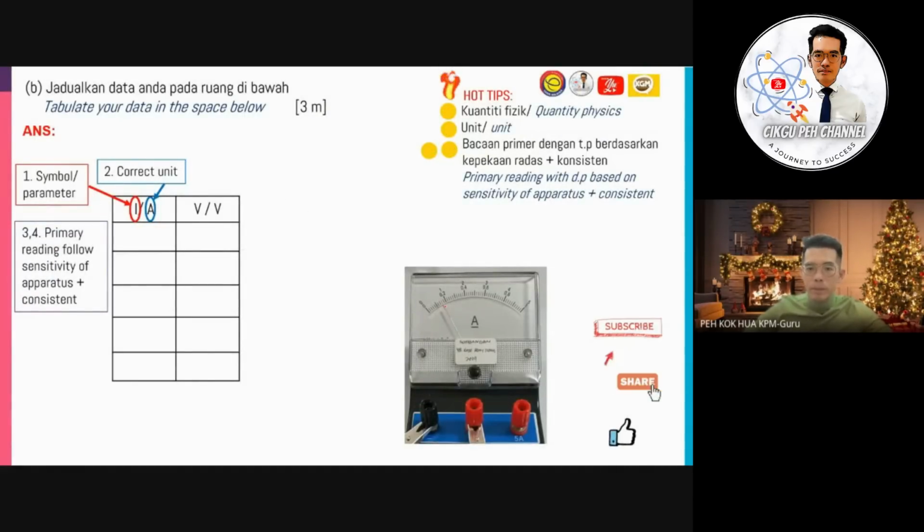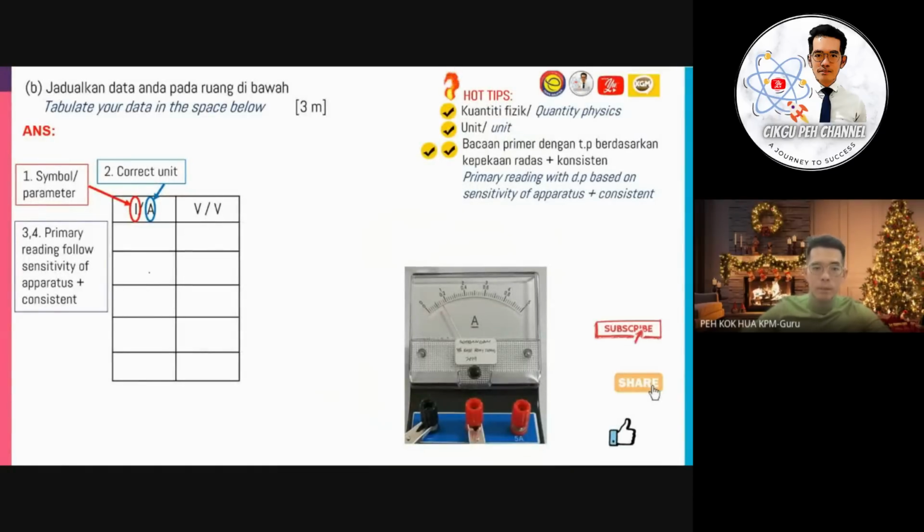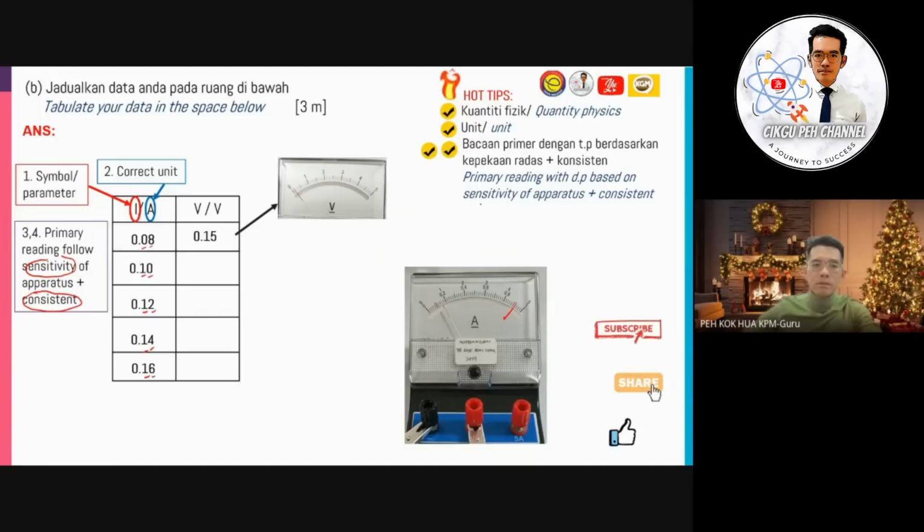And this reading will be 0.116. Okay, so this will be the reading for the last reading. You can see all the data here will be consistent with 2 decimal places. So this is what we mean by consistent here. And then the sensitivity, which is 2 decimal places, will be according to your apparatus. Then the voltmeter. So this is a voltmeter reading.